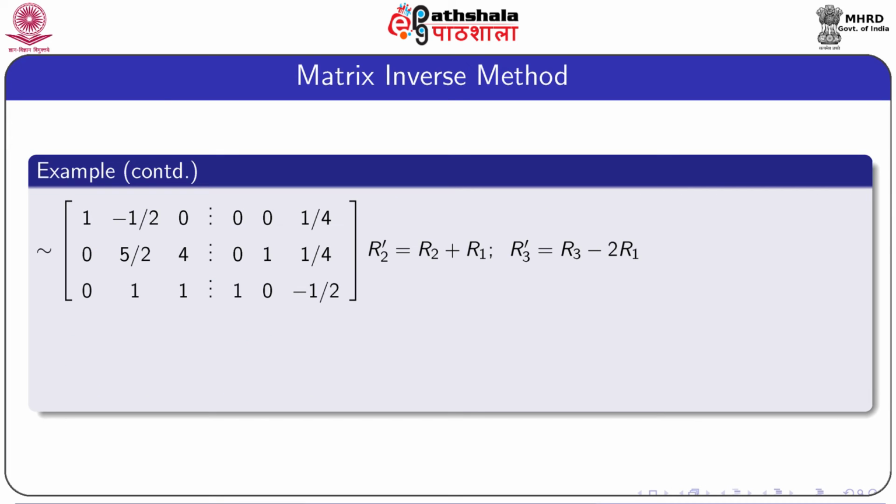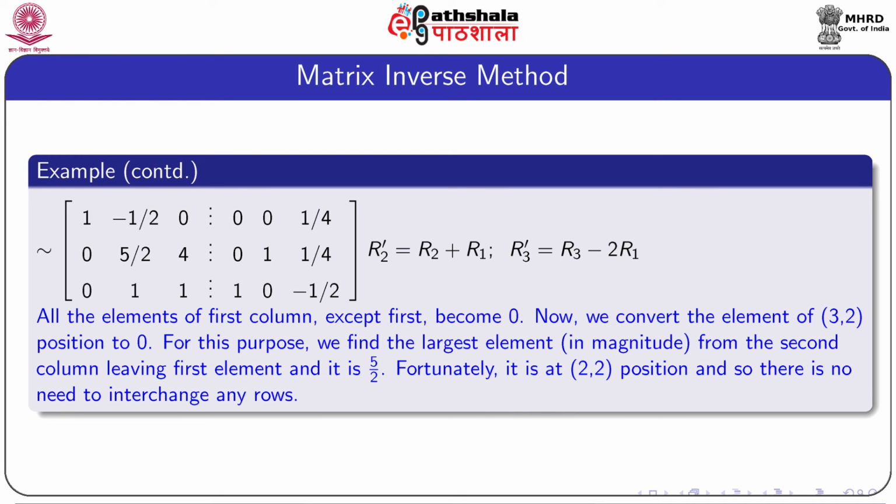Now, we apply the elementary row operations R2 prime equal to R2 plus R1 and R3 prime equal to R3 minus 2 R1 to make the elements at positions 2 1 and 3 1 equal to 0, and the corresponding second and third rows are changed. Note that all the elements of the first column except the first one become 0.